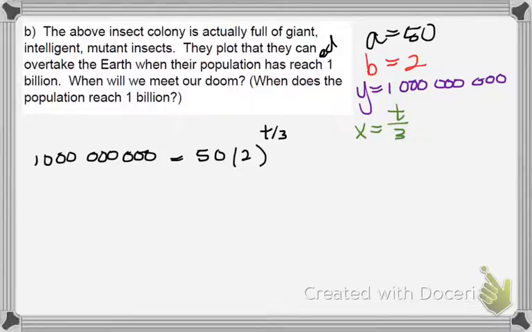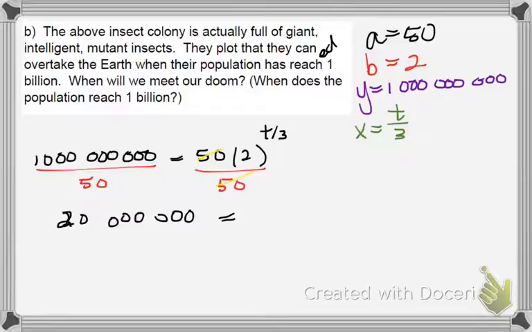The first thing we need to do is get the base and the exponent by themselves. I want the 2 and the t over 3 isolated on one side alone. That means I need to do something with this 50. Because 50 is being multiplied by 2 to the exponent t over 3, I'm going to do the opposite, which is divide. The 50s cancel, and I'm left with 20 million on this side. Now we have a base and an exponent isolated on one side.